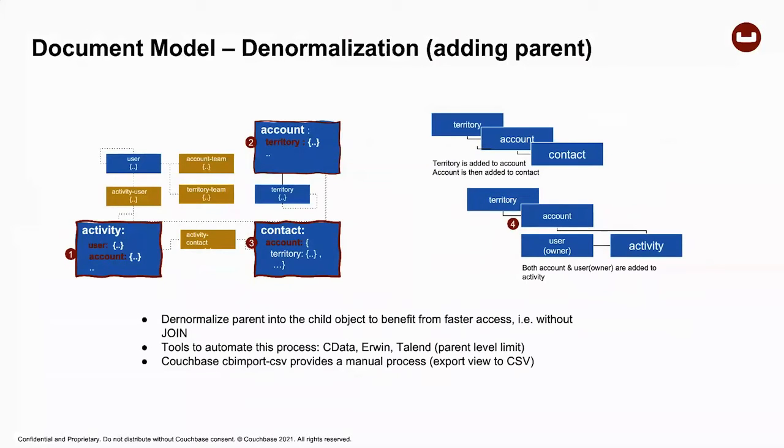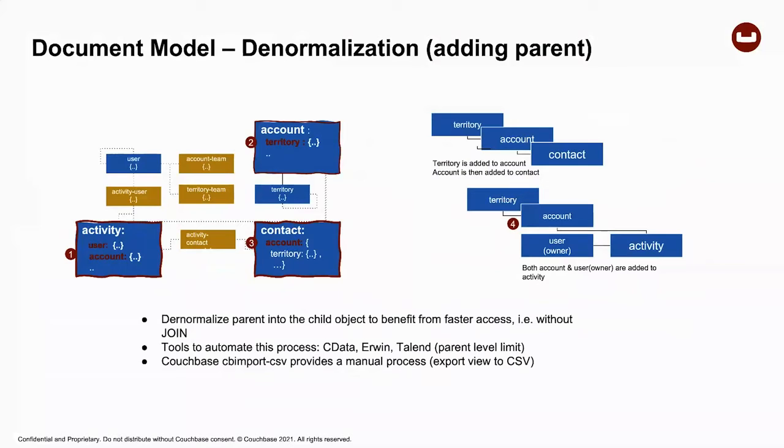And 2, the territory detail has also been added to the account object. Then 3, the account detail has been added to the contact. Notice that since territory has been denormed into account, territory also get copied into contact as a nested object as part of the account. We denormalize parent into child object to benefit from faster access, i.e. without the need to look up the parent information through join.